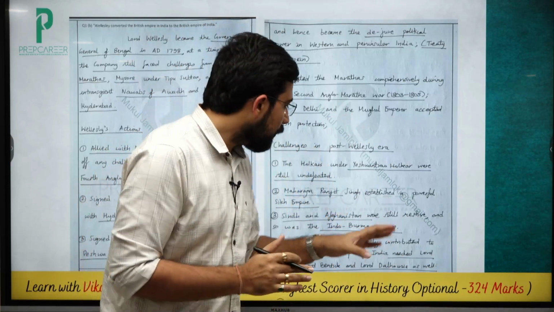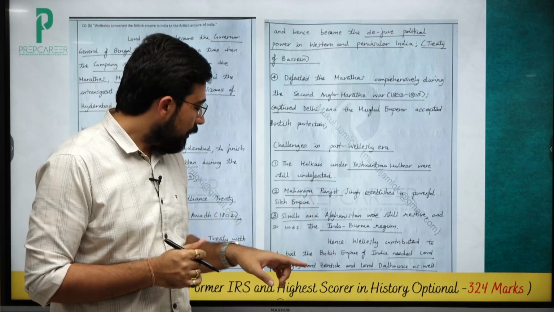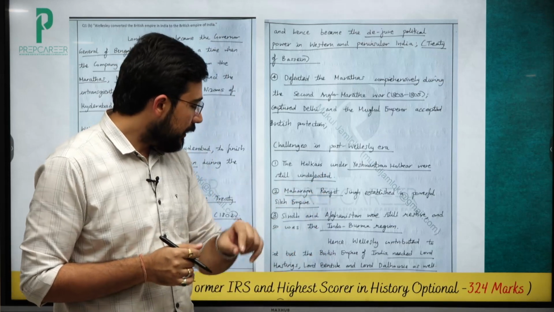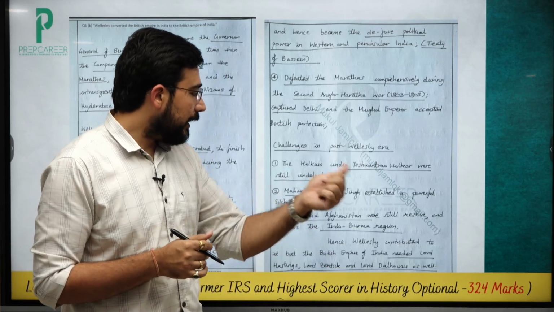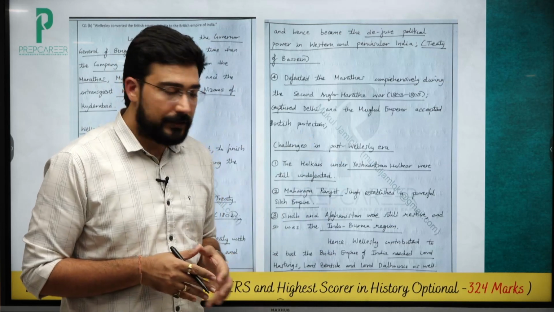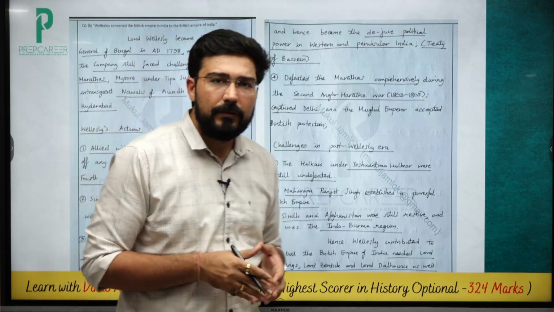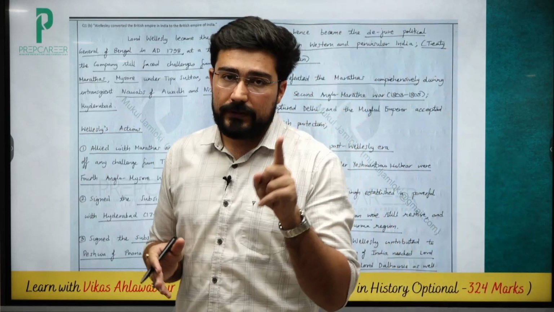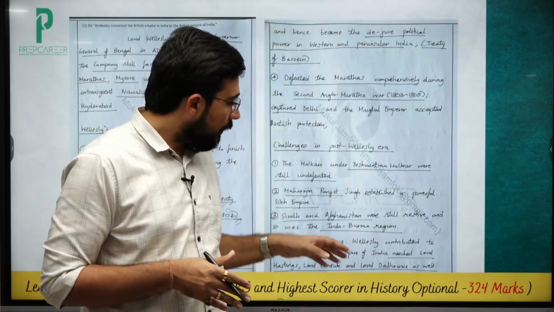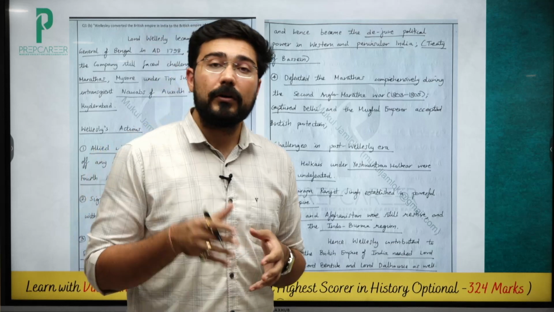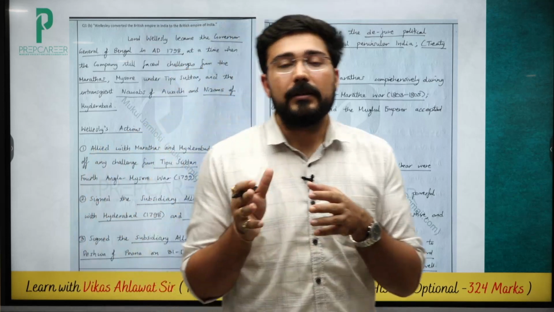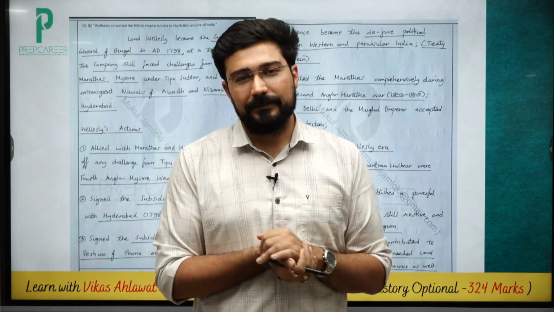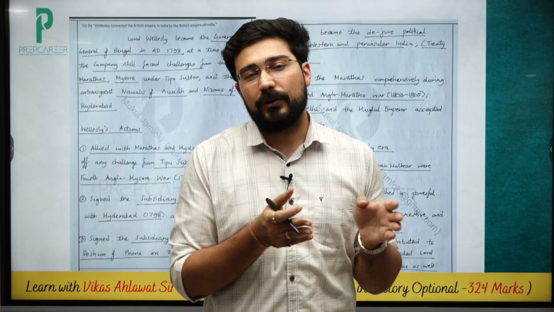So let us see the conclusion. Has Wellesley contributed to it? But the British Empire of India needed Lord Hastings, Bentinck as well as Dalhousie. This is very important. Even we can omit Lord William Bentinck because too much expansion did not happen, but Lord Hastings was a very prominent Governor General. And finally Lord Dalhousie. Lord Dalhousie is considered the finest when it comes to neo-Victorian imperialism.